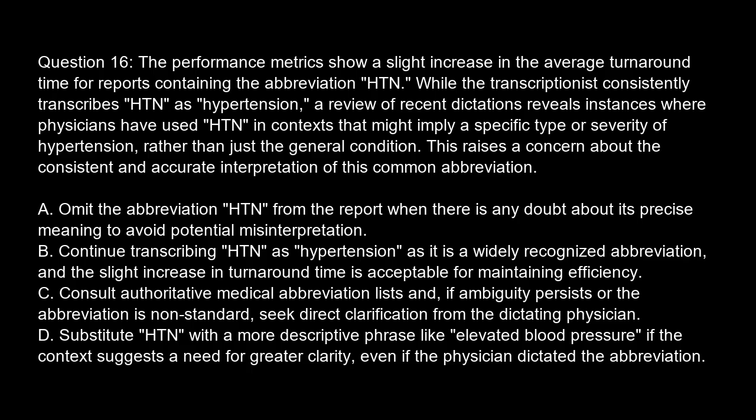Option A. Omit the abbreviation HTN from the report when there is any doubt about its precise meaning to avoid potential misinterpretation. Option B. Continue transcribing HTN as hypertension as it is a widely recognized abbreviation, and the slight increase in turnaround time is acceptable for maintaining efficiency. Option C. Consult authoritative medical abbreviation lists, and if ambiguity persists or the abbreviation is non-standard, seek direct clarification from the dictating physician. Option D. Substitute HTN with a more descriptive phrase like elevated blood pressure if the context suggests a need for greater clarity, even if the physician dictated the abbreviation.